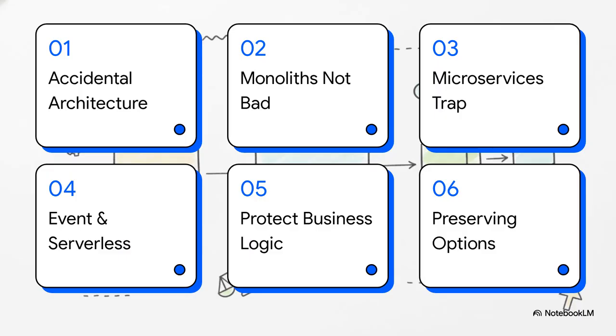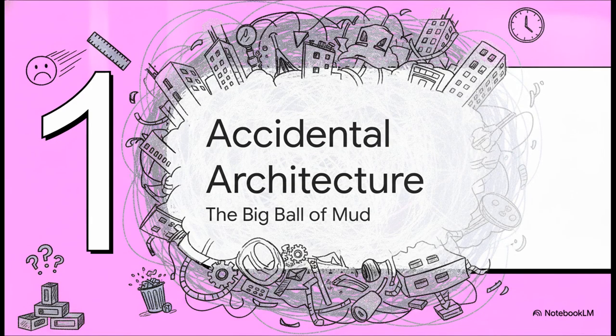Real quick, here is our game plan to navigate this whole landscape. We'll kick things off with the accidental architecture problem, then we'll see why monoliths aren't always bad, dodge the microservices complexity trap, unpack event-driven and serverless systems, figure out how to protect your business logic, and finally, wrap up with preserving your architecture options. All right, let's jump straight into part 1, the accidental architecture problem.